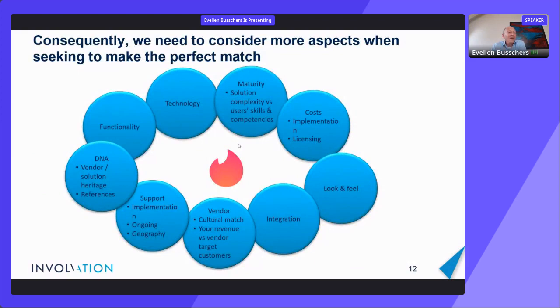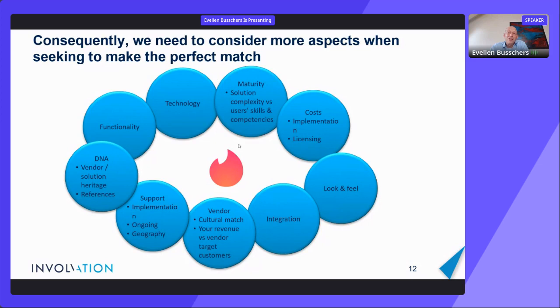Which means that, and I've put sort of the Tinder symbol in the center here, making the perfect match already was, well, could be quite an effort. But now I would argue that we need to look at more aspects than just functionality. So writing the functional specs, the technical specs, and they need to match, of course, that's all very fine.